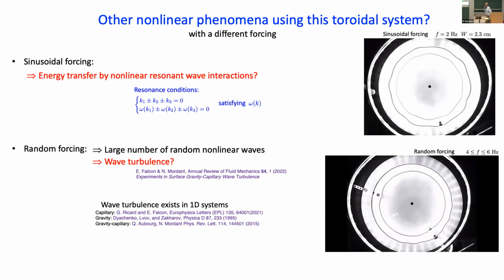For the rest of my talk, I would like to show you other nonlinear phenomena using this geometry. So we are now far from the domain of validity of KdV because we use a very different forcing. We can use a sinusoidal forcing, as you can see here, and we can wonder if we can transfer energy by nonlinear resonant interaction. And if you have a large number of random nonlinear waves that interact with each other, generally you can reach a wave turbulence regime. So this is the question that we can discuss here.